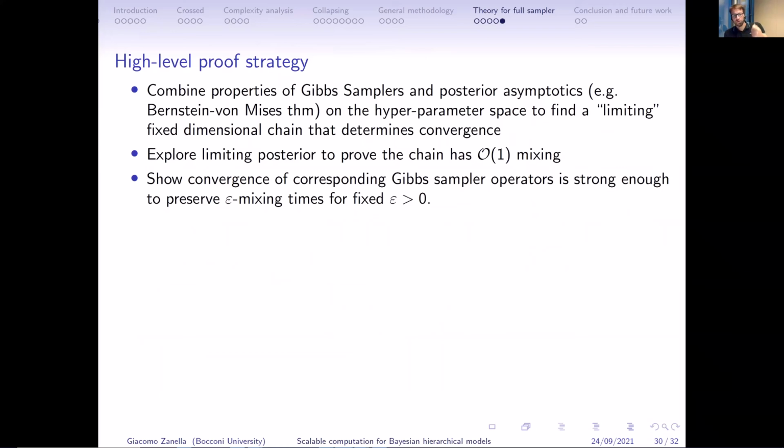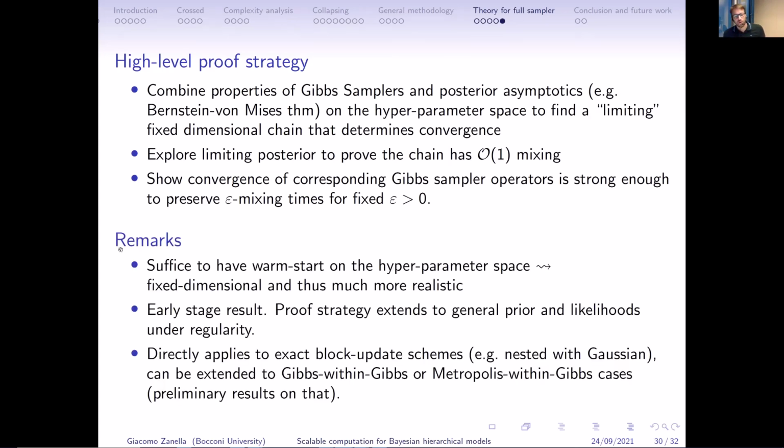And if you explore the behavior of the limiting chain, in a sense, the limit of Pn, and this mixes in order 1, then you can try to reverse engineer and use this property of the limiting object to prove properties of the sequence of mixing times, more or less. That's just to give you the very high level intuition. So one technical part is to show that the convergence of the operator is strong enough to preserve mixing times, for example.